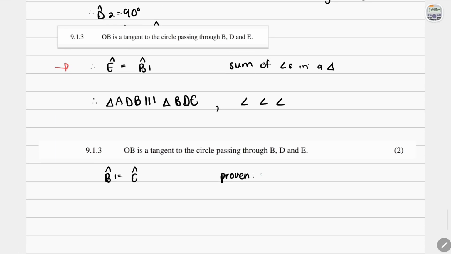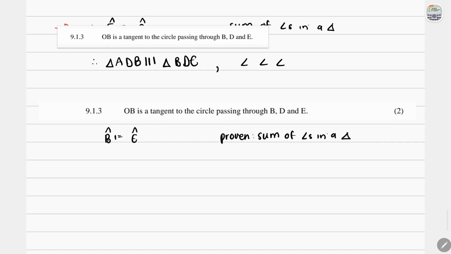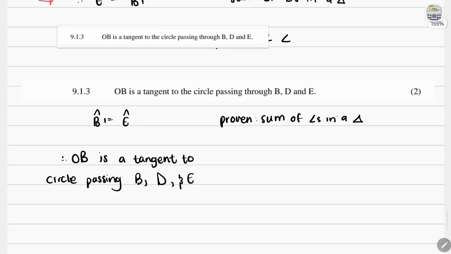And I'm specifically just saying that because we were able to show that the sum of the angles in a triangle add up to 180 degrees, or we could also say because they were the third angle in each triangle, in the previous question. So because of that, we're finally concluding OB is indeed a tangent to the circle passing through B, D and E. And the reason for this is not the tan-chord theorem.